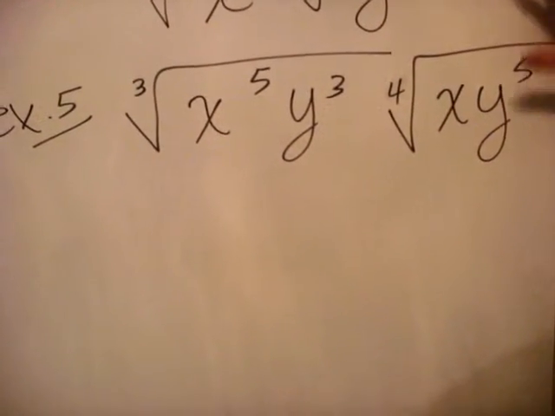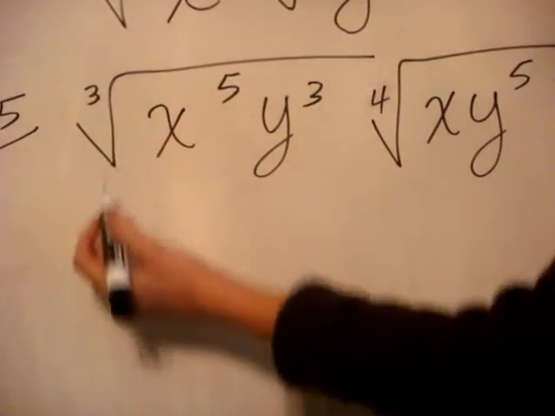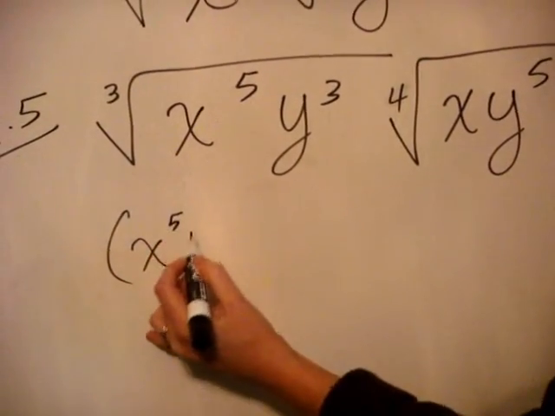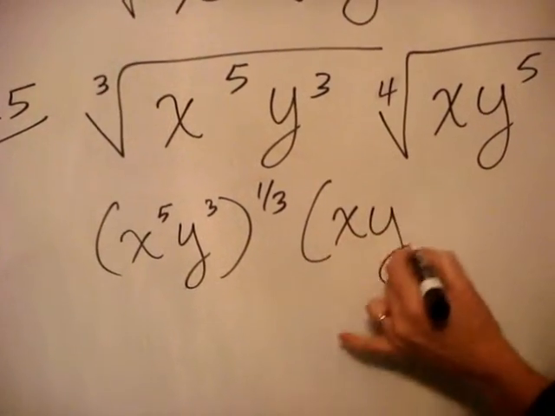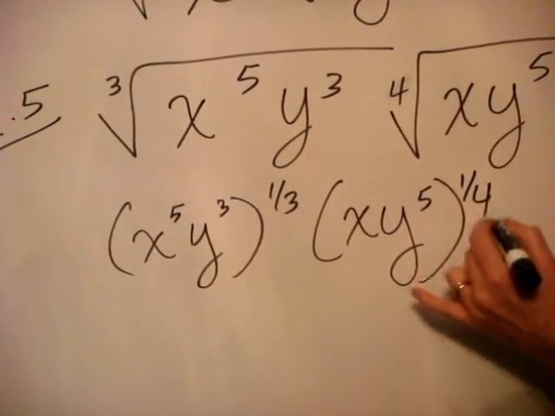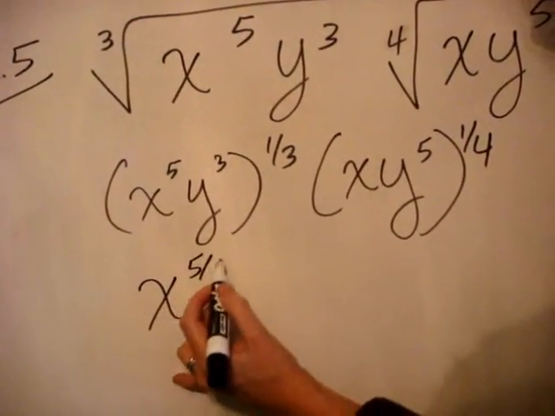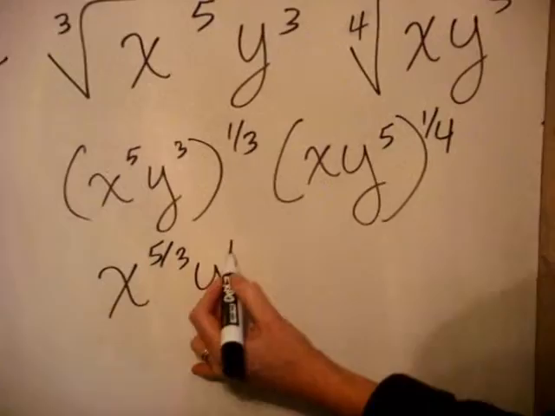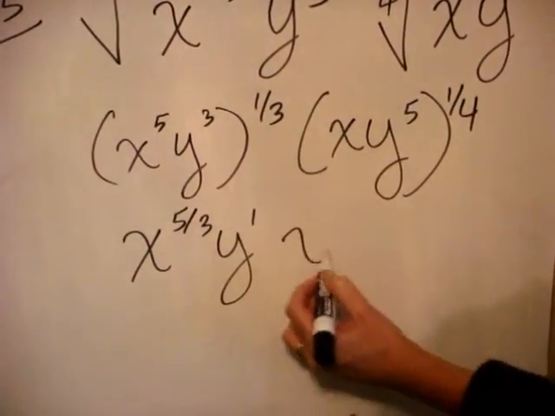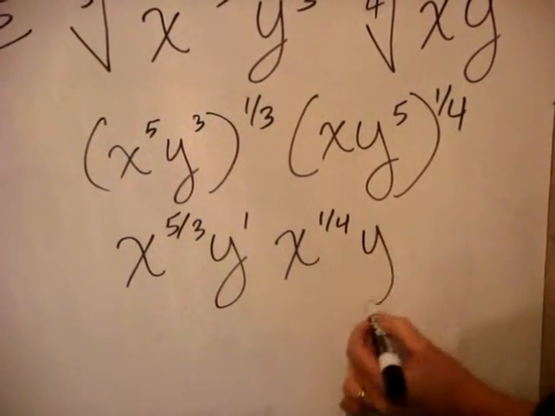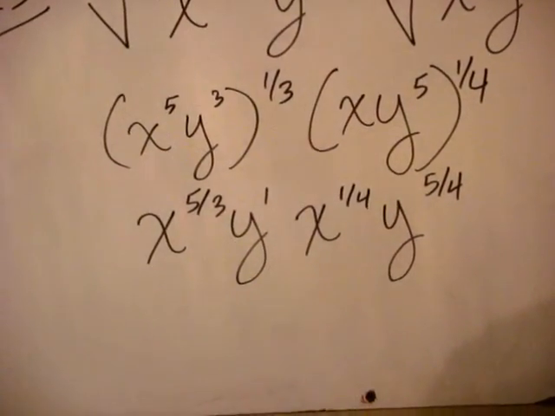I think the hardest thing with these problems is just finding the common denominators on the exponents. So we have x to the 5th, y to the 3rd to the 1/3 power, x, y to the 5th to the 1/4 power. Again, we distribute it, so we get x to the 5/3, y to the 1, because 3 times 1/3 is 3/3, that's 1. x to the 1/4, y to the 5/4. And then we just need to find common denominators and add them together.